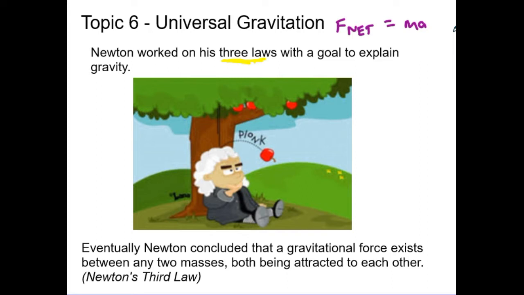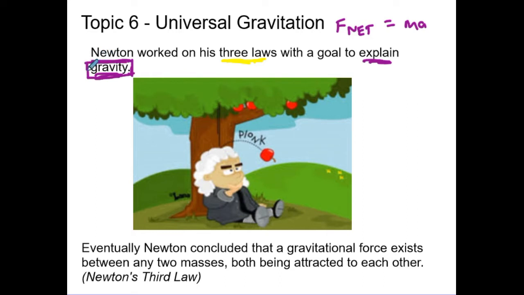Just like Newton was working on his 3 laws of motion, one thing we didn't mention beforehand is that he was working on these 3 laws in an attempt to explain gravity. The legend, you've probably heard it, goes that Newton was sitting under an apple tree and an apple hits him on the head, and he has this big eureka moment. I'm not sure that was actually true or not, but that was Newton's goal. He was trying to understand gravity.